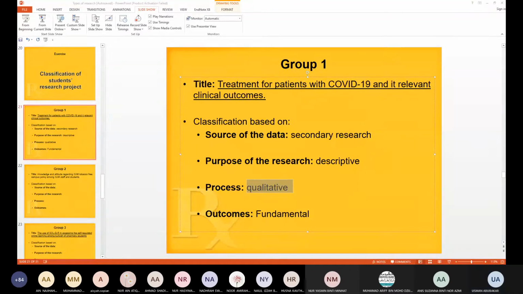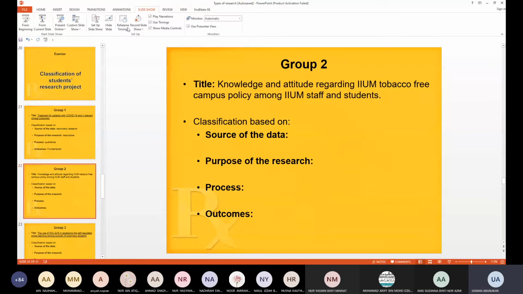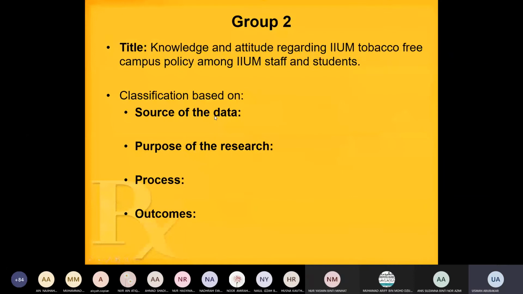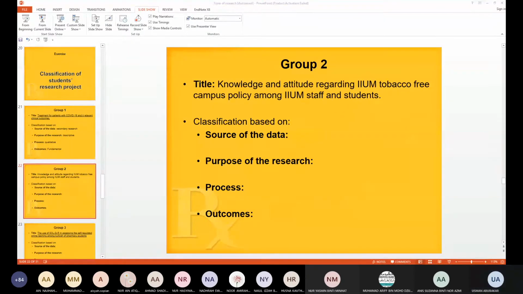All right, so group 2, is the leader available? The leader of group 2. Group 2 members. Is the group leader around? If the group leader is not around, is there any member of group 2 that is available? Yes, Doctor. Is the title correct? Yes, Doctor, it's correct. All right, so can you classify it for us?